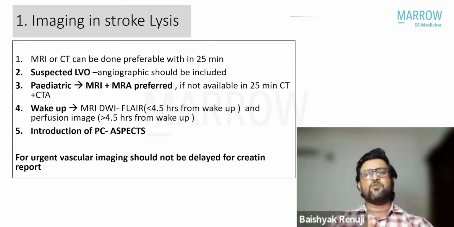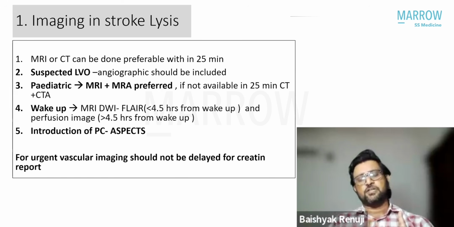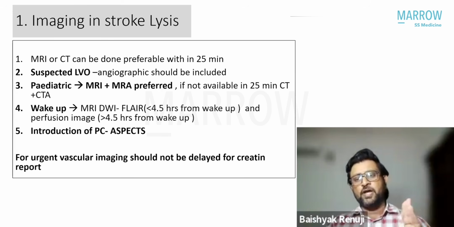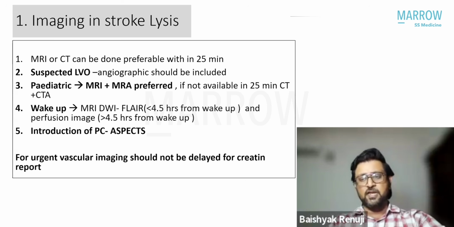Basically, it is almost the same. The difference is, one, in pediatric stroke MRI is preferred. Second, the time for taking the image is 25 minutes right now. And third, in wake-up stroke, from 4.5 hours to 9 hours, you can do a perfusion image. Then posterior circulation ASPECTS is there. These are the 3 or 4 major changes which happened.